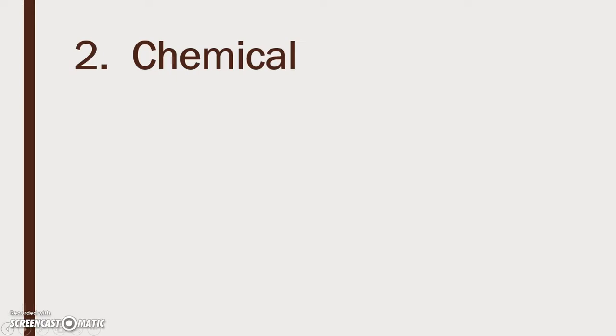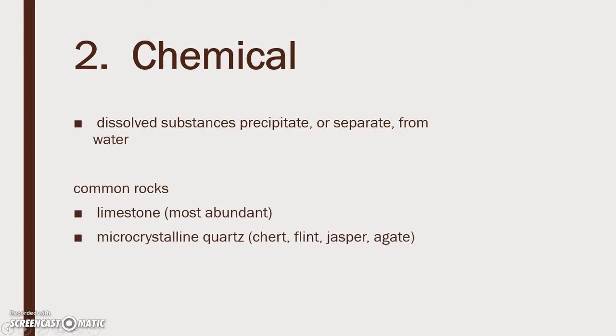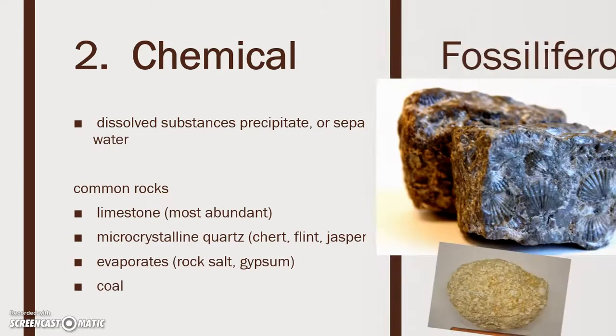The second way that we classify sedimentary rocks is by chemical sedimentation. So that means you've had to have dissolved some substances by precipitating or separating it from water. Some examples: limestone, that's the most abundant. Those that have a very microcrystalline interior, so chert, flint, jasper, agate, all of those are types of quartz. And then we have evaporites, such as rock salt, gypsum, and then we also have coal. And those are just a few examples of chemical sedimentary rocks.